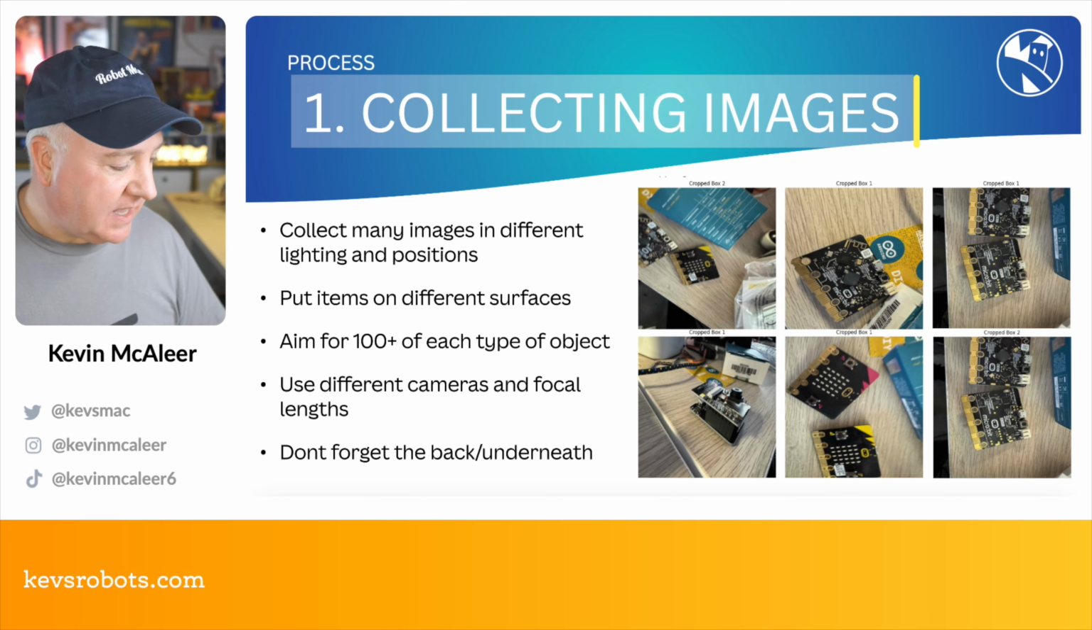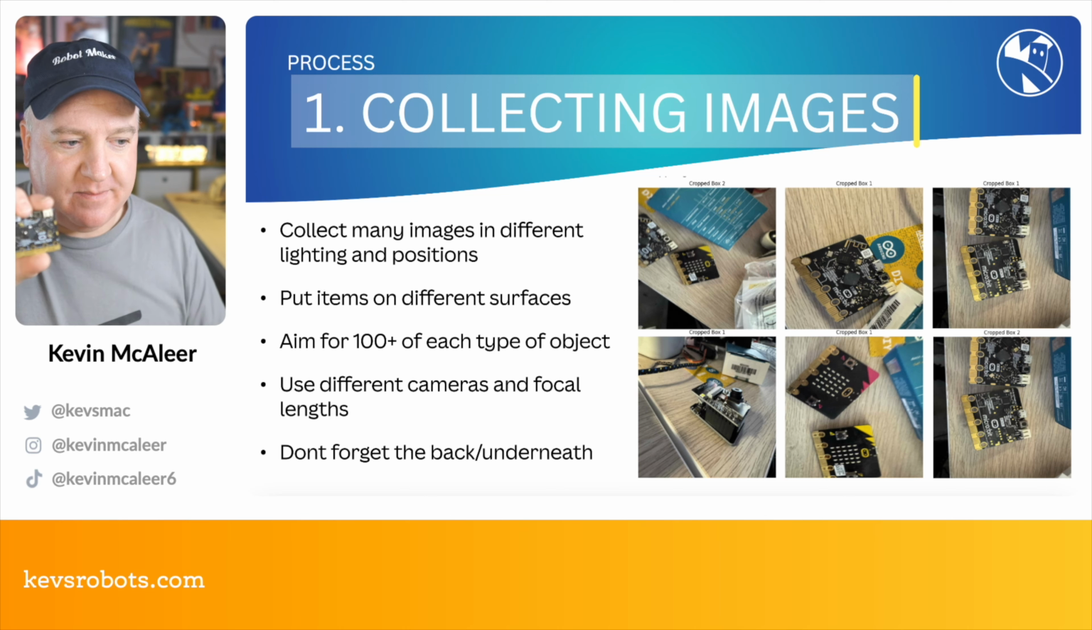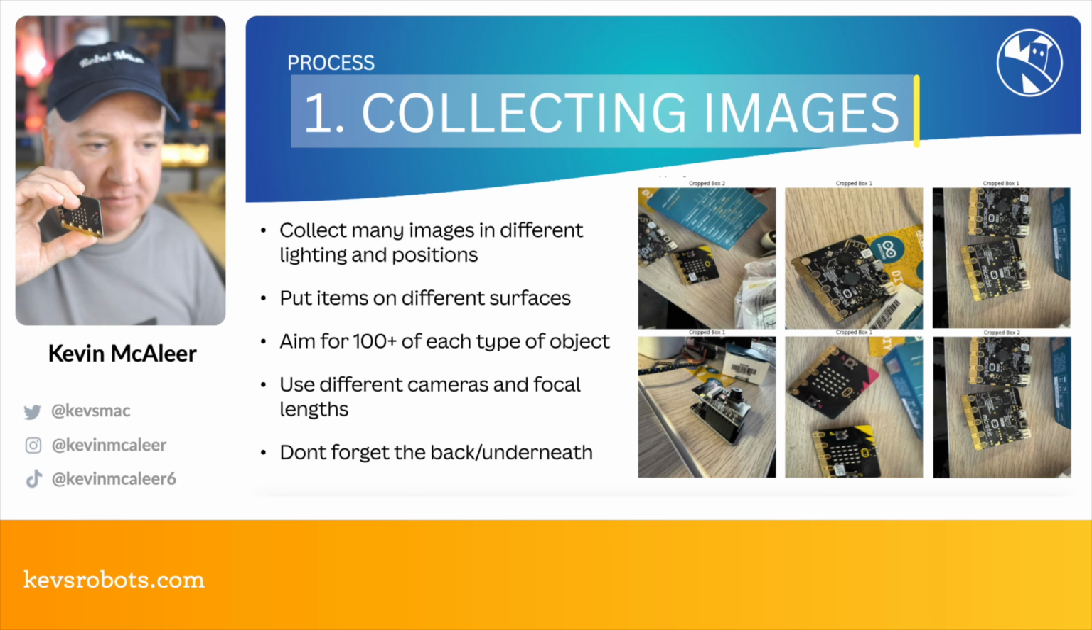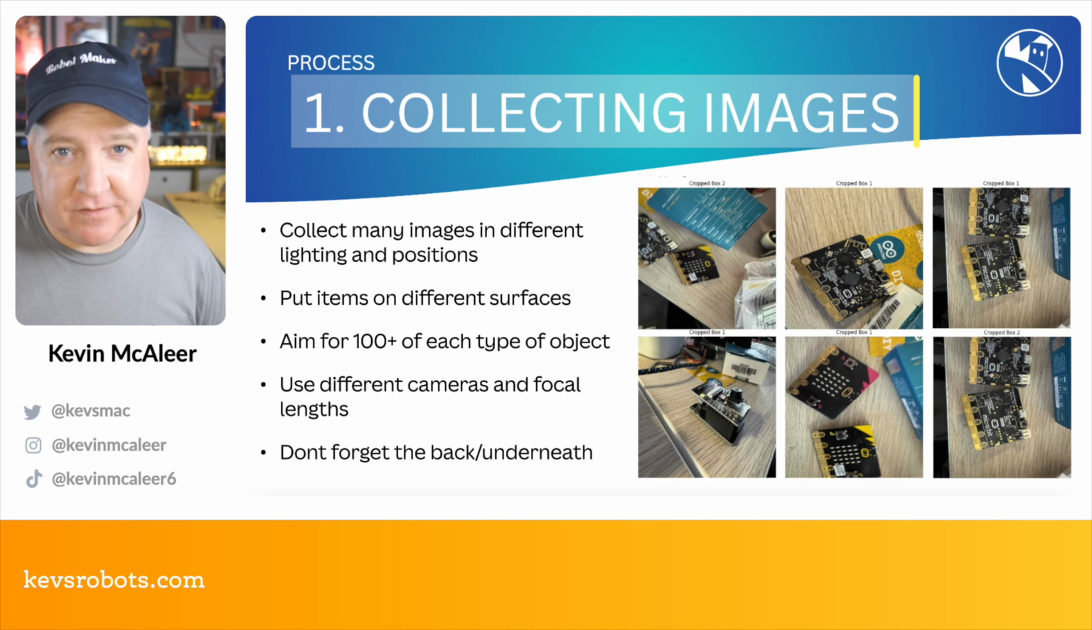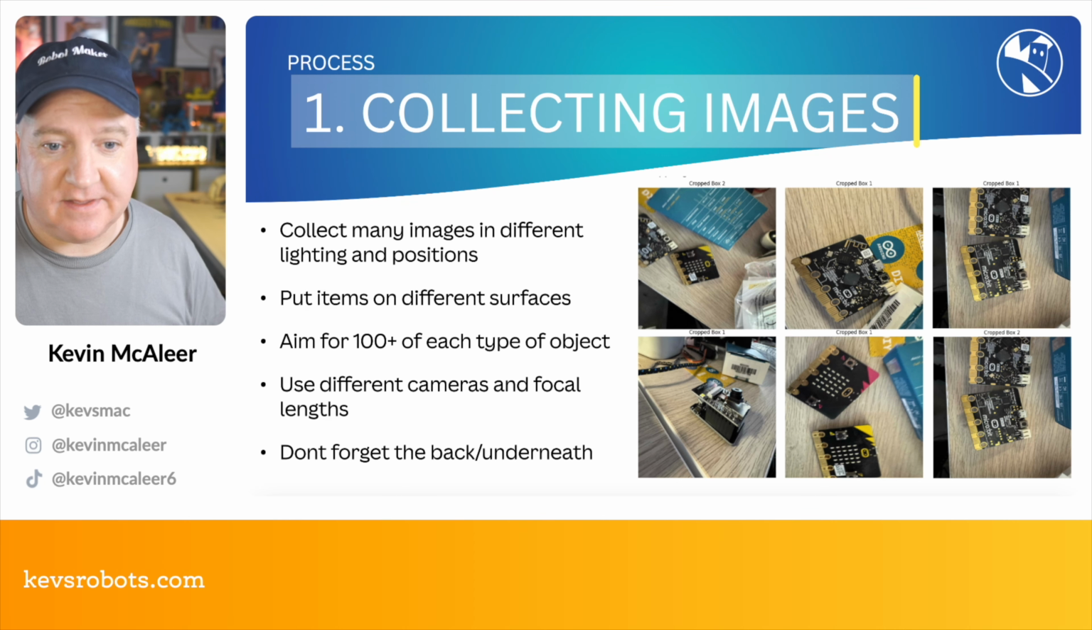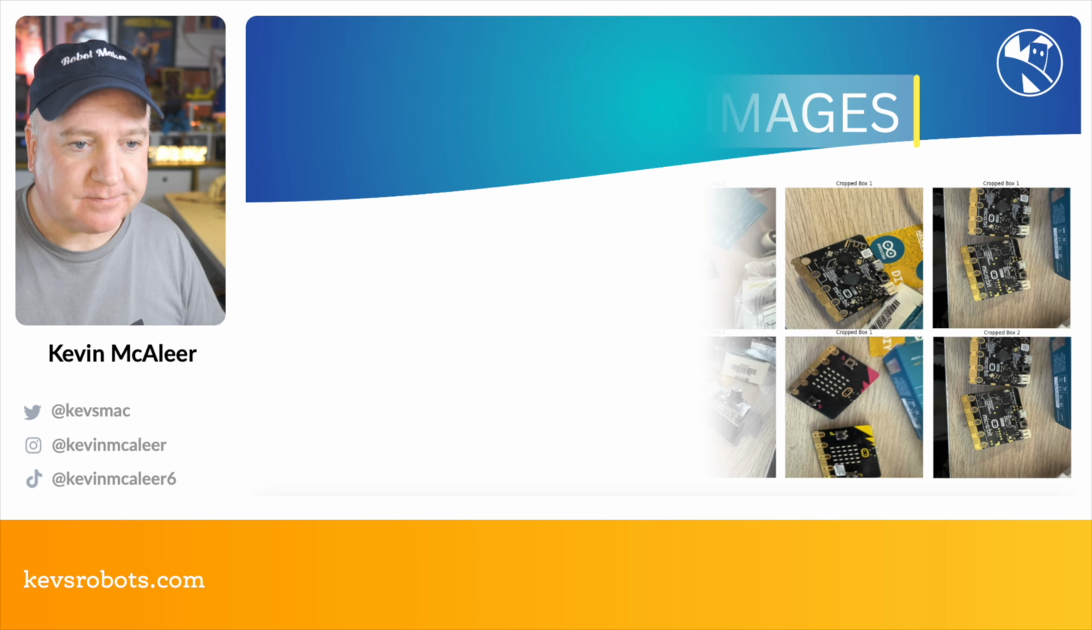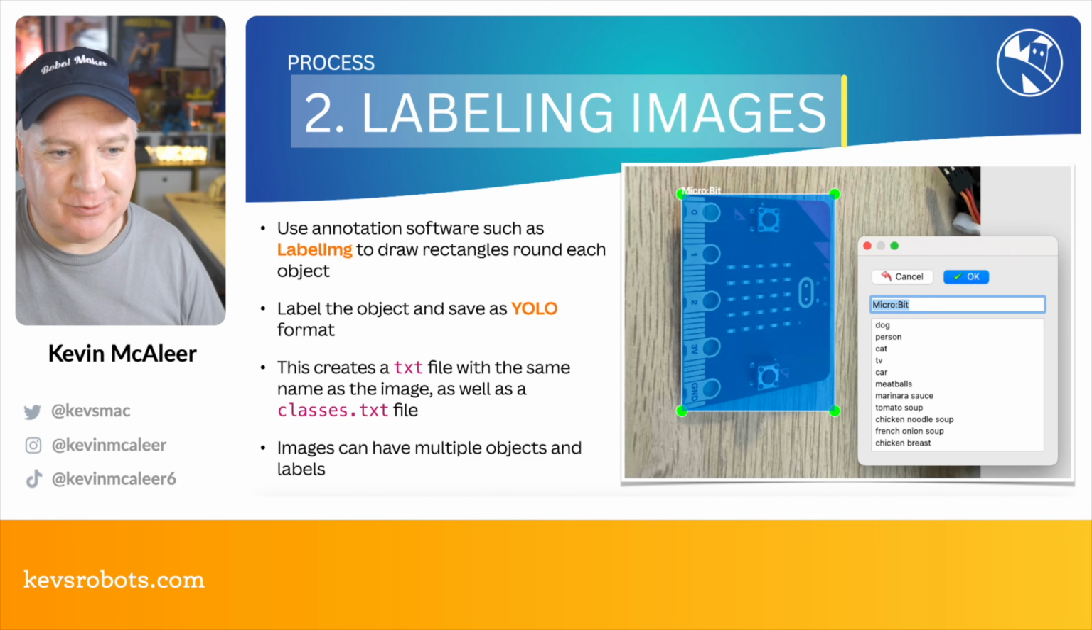And don't forget, if you're taking a picture of loads of BBC micro:bits, for example, you might want to flip it around and take pictures of that side, maybe edge on, maybe some extreme angles. The more angles you've got, the better, the more able the model that we're building will be to detect this in any scene that it comes across. So that's collecting our images, that's a load of fun.